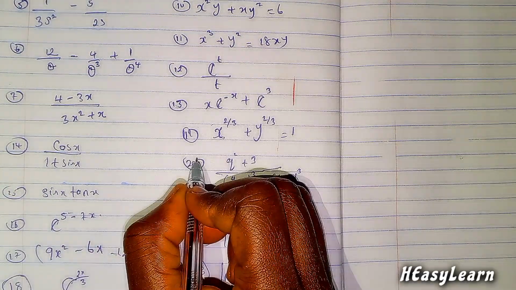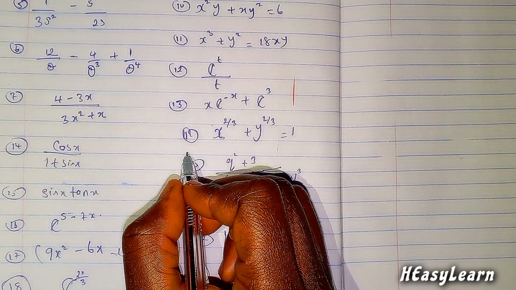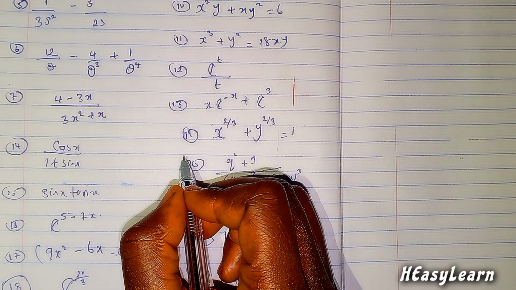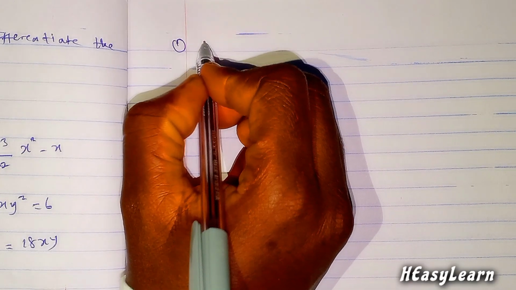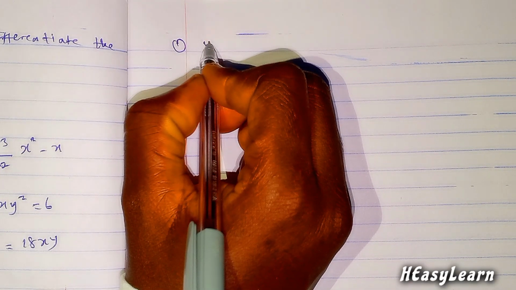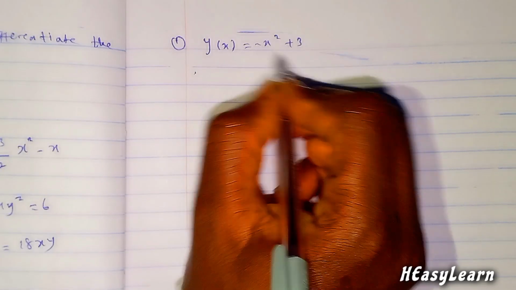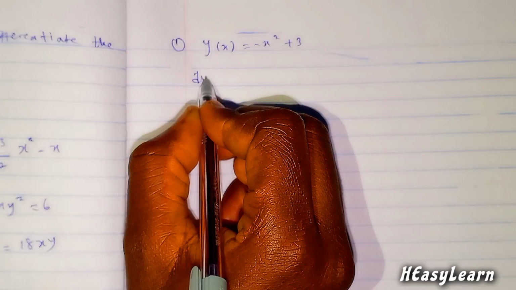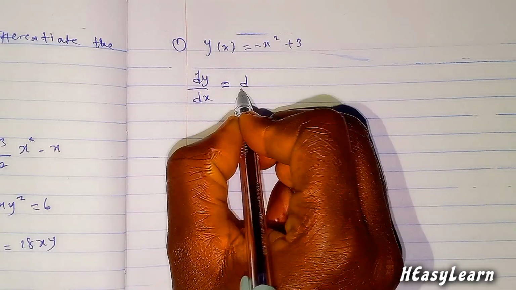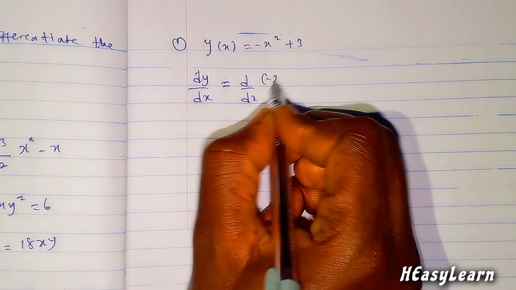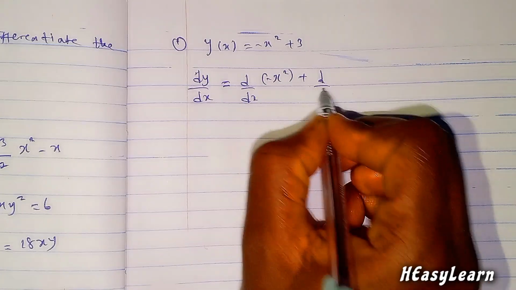Before finding the derivative of this function, first identify what type of function is given to differentiate. The function is of the form minus x squared plus 3, so y depends on x. What is the derivative of this function? This is a polynomial function, so to find the derivative you differentiate it term by term, each term, because it is a polynomial function.